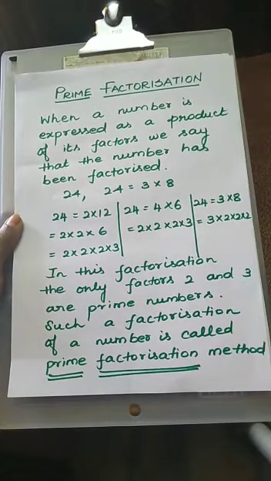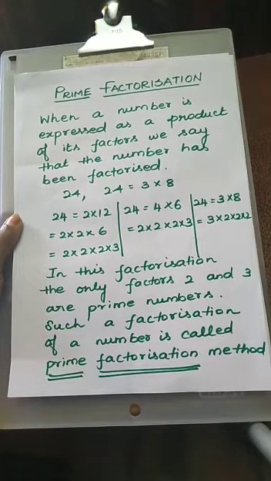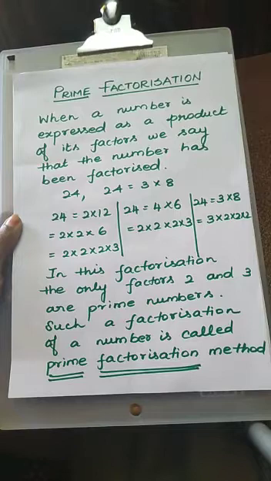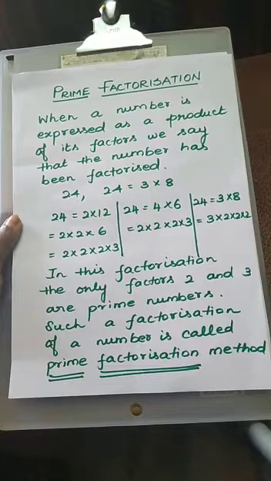What is a prime number? A prime number is only divisible by 1 and itself. The first prime number is 2 only. 2 is the only even prime number. Next 3, 5, 7, 11, 13 like that. These are the prime numbers. Other numbers are composite numbers. Composite numbers have more than 2 divisors.